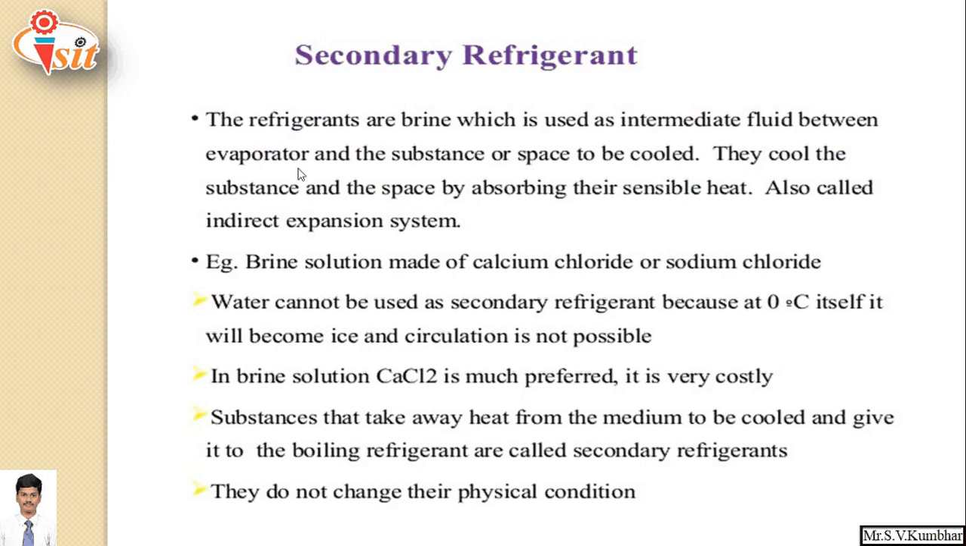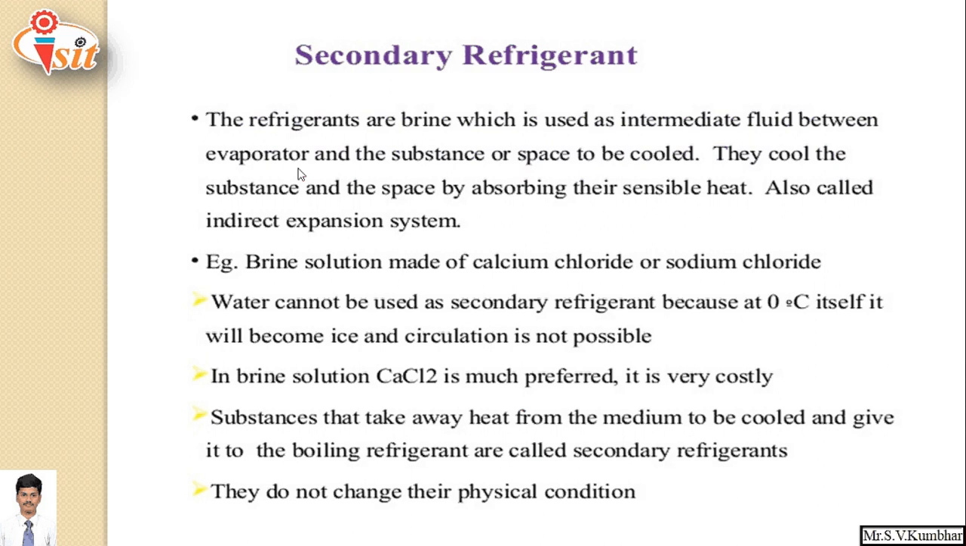Secondary refrigerant. Brine, that is water plus salt solution, which is used as an intermediate fluid between the evaporator and the substance to be cooled, is called a secondary refrigerant. They don't directly take part in the refrigeration because they are the medium between the evaporator and the substance to be cooled. They cool the substance and space by absorbing their sensible heat. These are also called indirect expansion systems. For example, brine solution made of calcium chloride or sodium chloride is generally used for storing ice cream. You might have eaten ice cream, so for that purpose brine solution is used.